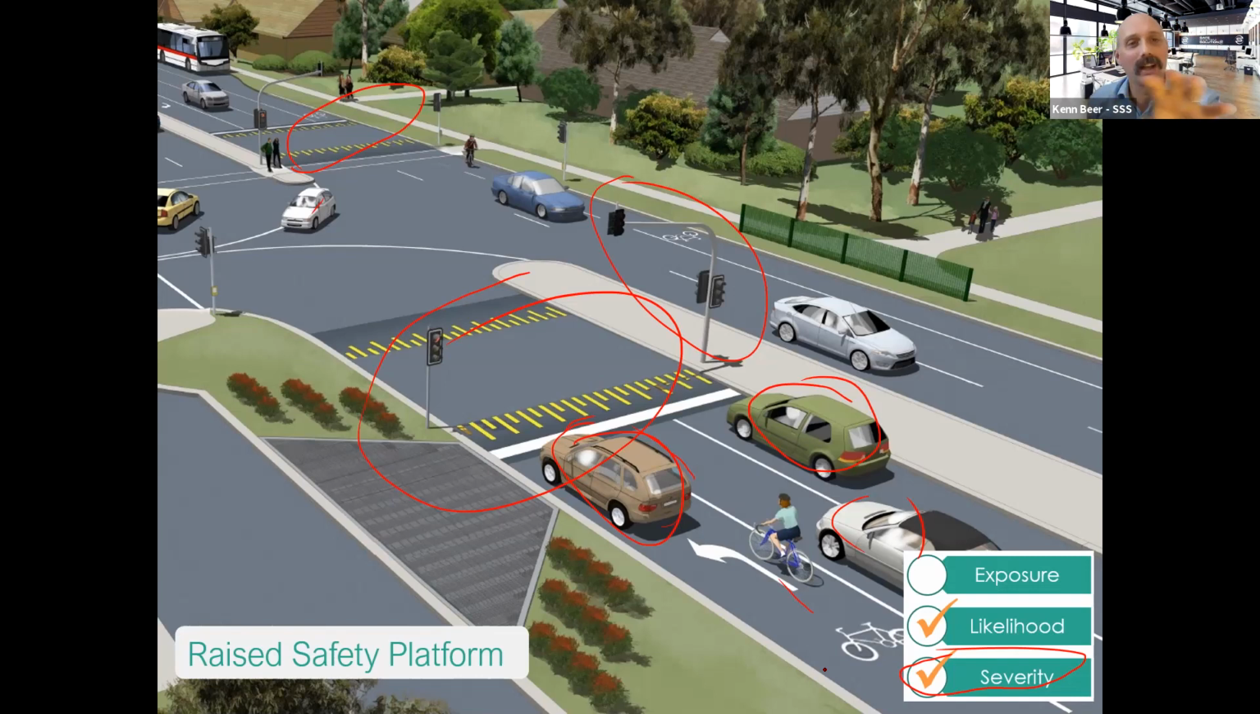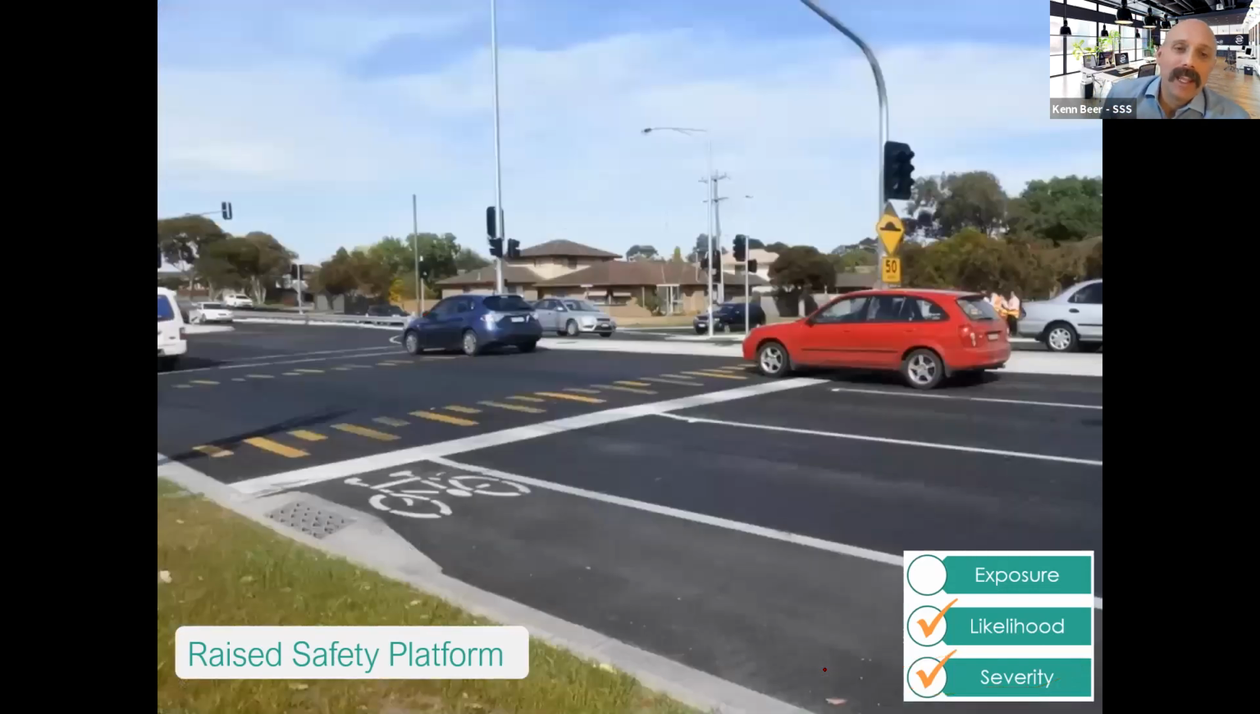Now, pedestrians and cyclists haven't been catered for to the same degree. The signals will definitely reduce the likelihood. The severity will be down a bit, but it's still probably above our tolerable limit. So we might need to continue to work on that. But there you go, that one was built.